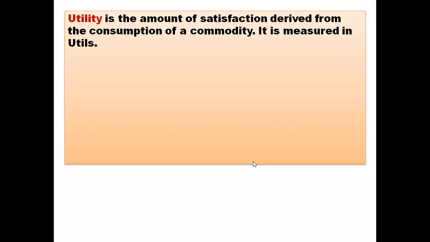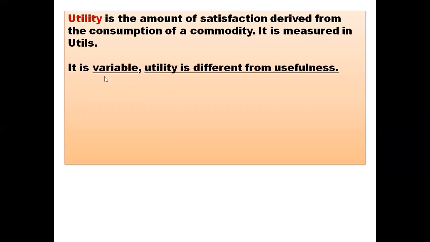First, you will see what is utility. Utility is the amount of satisfaction derived from the consumption of a commodity. It is measured in utils. So when you are eating something, your hunger is satisfied. When you are reading a book, your desire for knowledge is satisfied. When you are watching a TV, there is satisfaction for entertainment. So you're getting some utility when you are consuming a commodity, and this utility is measured in utils.